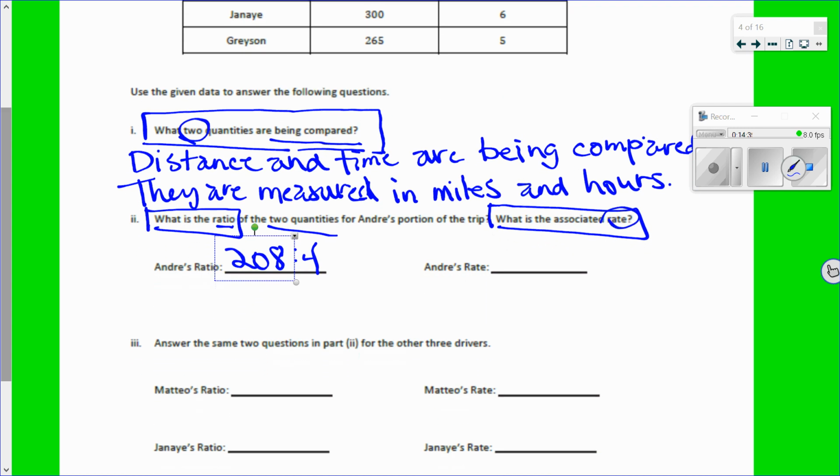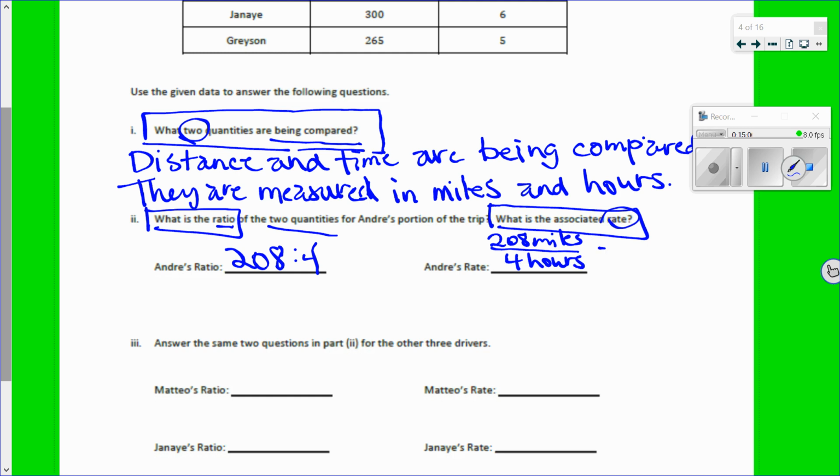All right. Now, how am I going to find my rate? We're talking about miles per hour, correct? But he's going how many miles and how many hours? 4 hours. And how many miles? 208. Good. 208 miles. No, I screwed up. Wait a second. Hold on. In 4 hours.